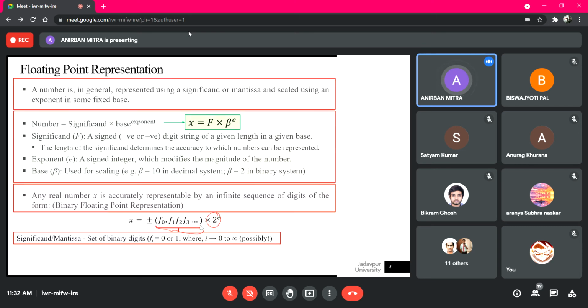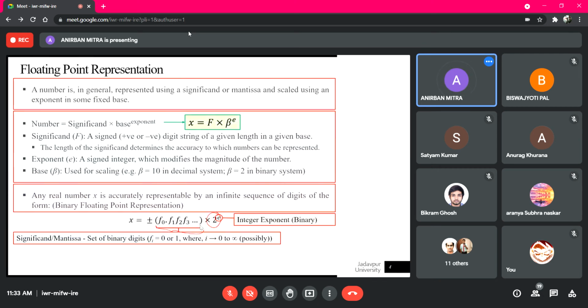So we can write this as f_i equal to 0 or 1, where i goes from 0 to infinity if required. Certain numbers may not require an infinite sequence of digits, but some may need an infinite sequence of digits, and if required, it can go up to that. Because we are still talking about the real number x. This is the integer exponent, also represented in binary.